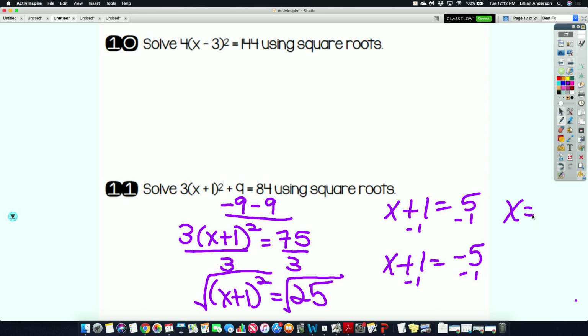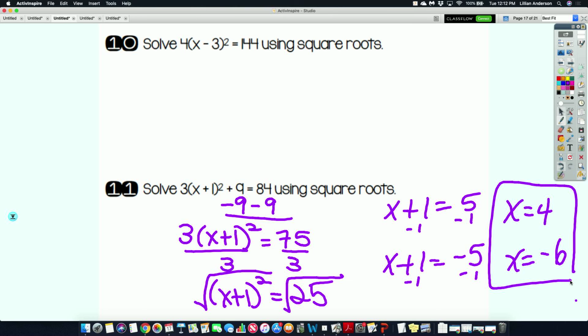For the one on the top, I'm going to get x equals, and then the one on the bottom, I'm going to get x equals. So be careful here. They won't always be the exact same number, plus or minus. It just depends on what else is involved. Okay? But like I said, can't use square roots every time.